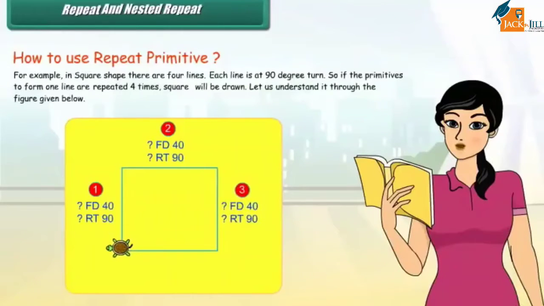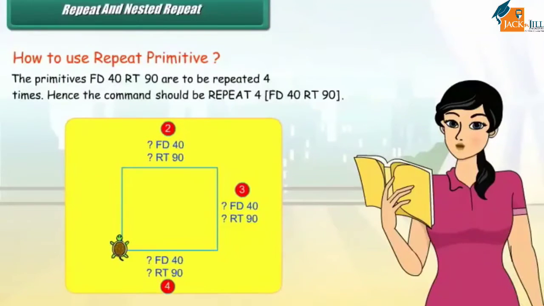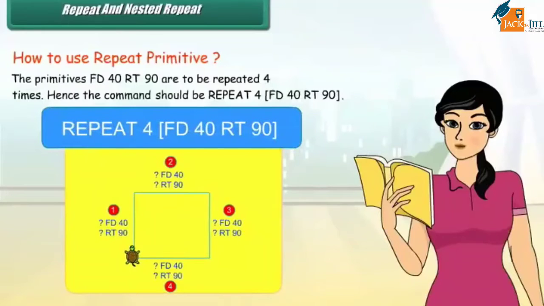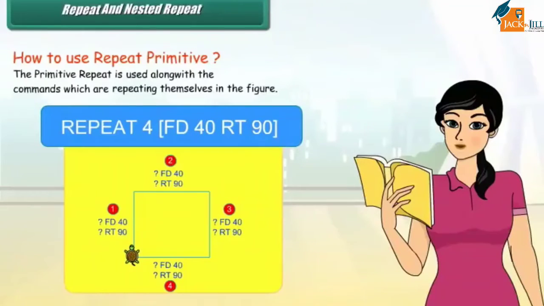Let us understand this through the figure given below. The primitives FD 40, RT 90 are to be repeated 4 times. Hence, the command should be repeat 4 and in a bracket FD 40, RT 90. The primitive repeat is used along with the commands which are repeating themselves in the figure.